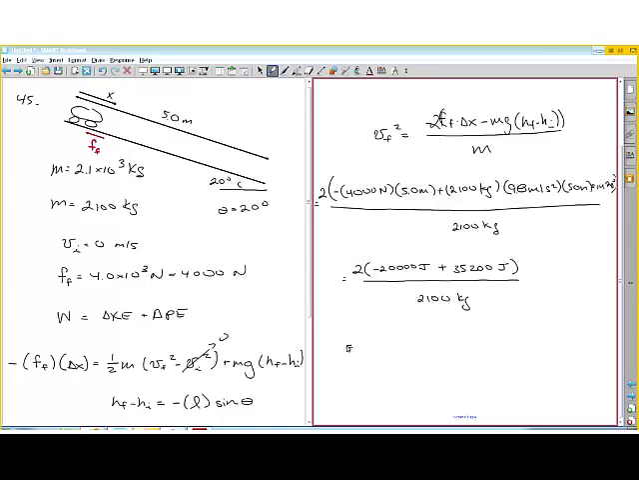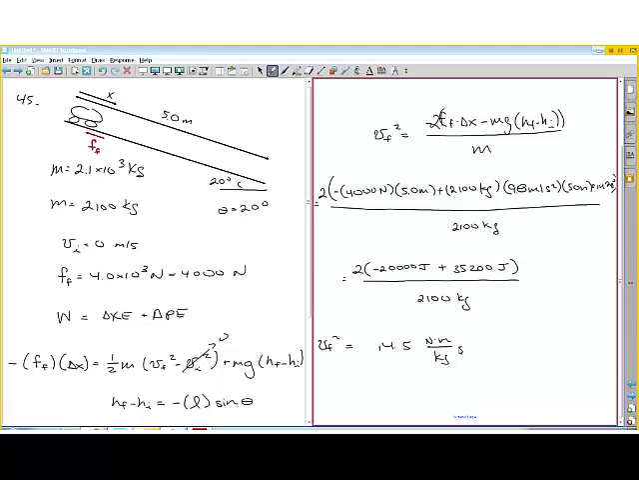So 35,200 minus 20,000 is 15,200 times 2 divided by 2,100. And the answer is 14.5. And what we end up with is joules, which are Newton meters per kilogram. And remember, this is V final squared, so we still got to take the square root.